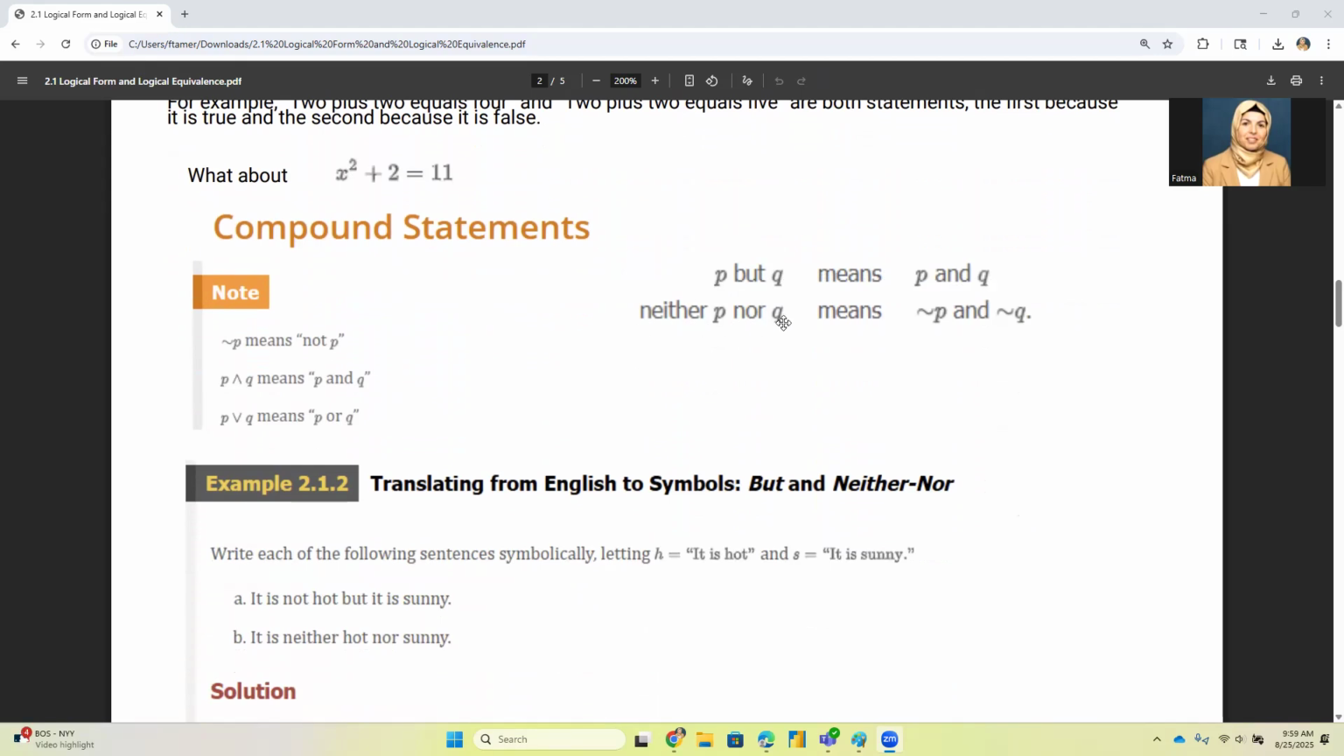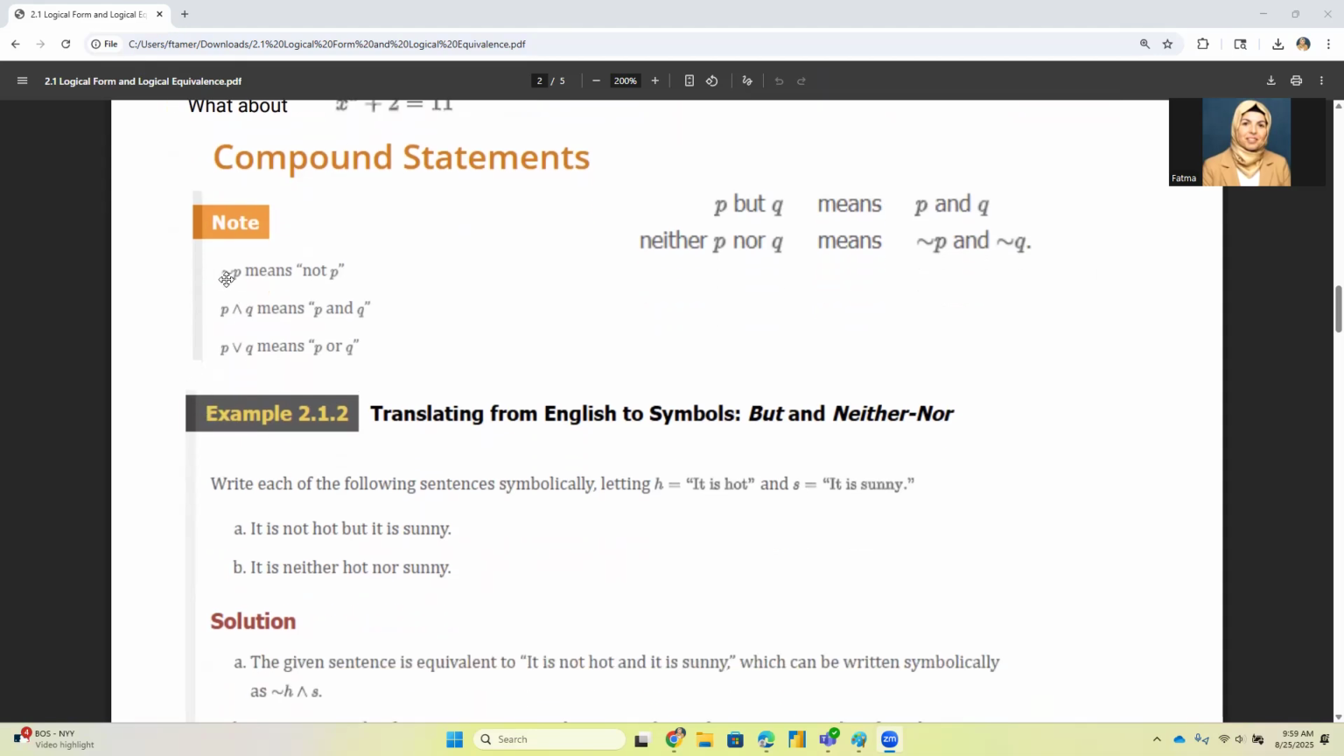Neither P nor Q means this is neither P, this is negating the P, nor Q, this is the not Q. So neither P nor Q means, in this logic class, not P and not Q. So P but Q means P and Q. Neither P nor Q means not P and not Q.